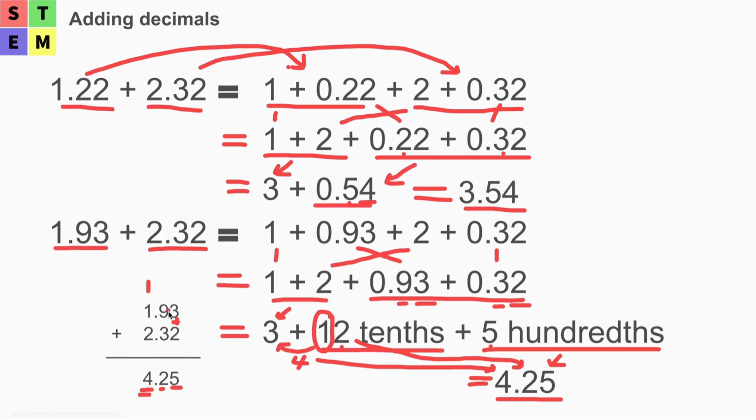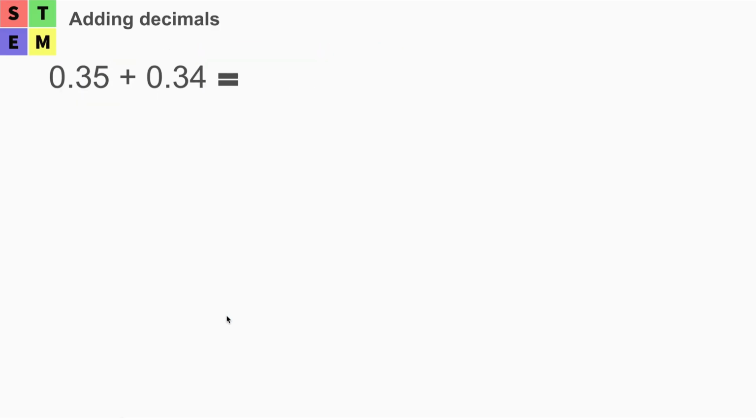Okay, so again, 9 plus 3 is 12, 2 here, and the 1 here, additional 1 here. Okay, so let's take a look at our next example.